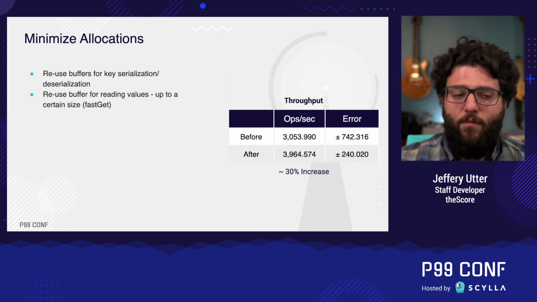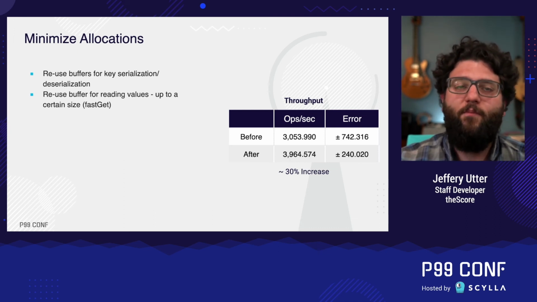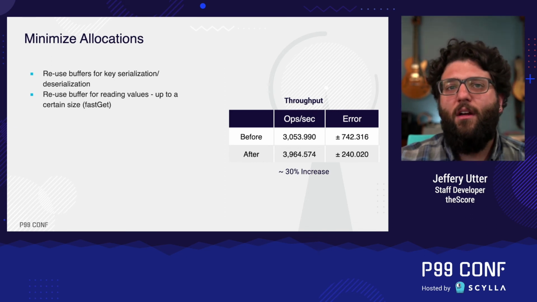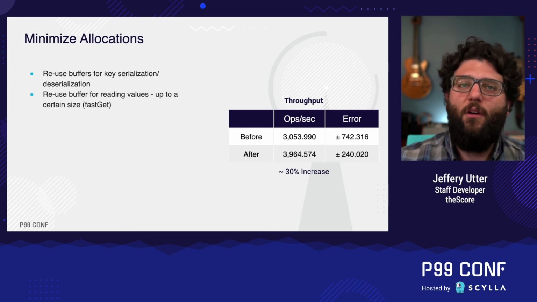But for a large selection of values, this is actually much faster. And this is just kind of a micro benchmark, so the absolute numbers don't matter. But before this optimization, we were getting about 3,000 read requests a second, and afterwards about 4,000. It's about a 30% increase, which is really good for a certain type of data.